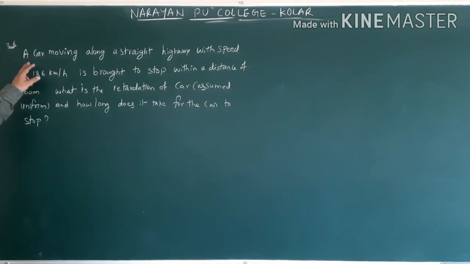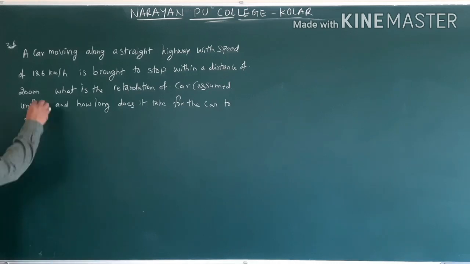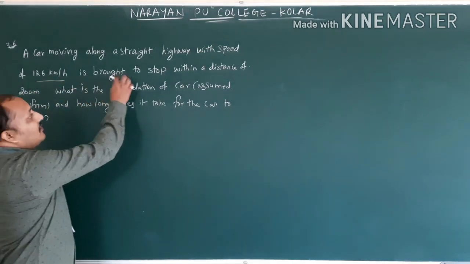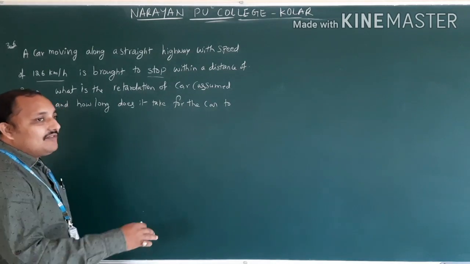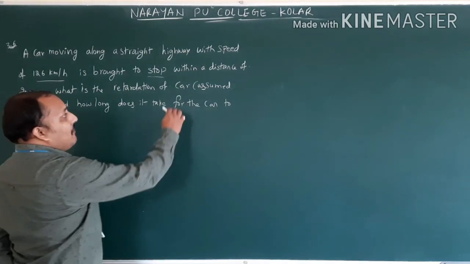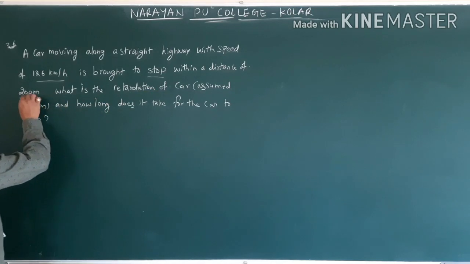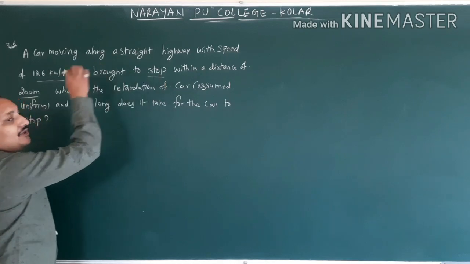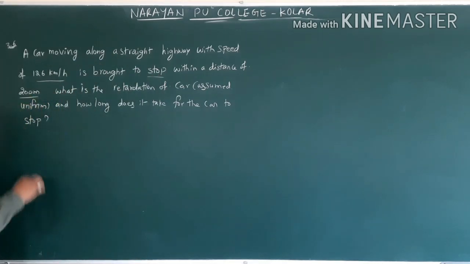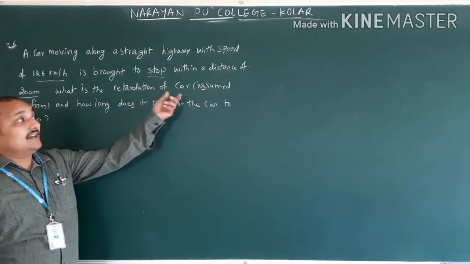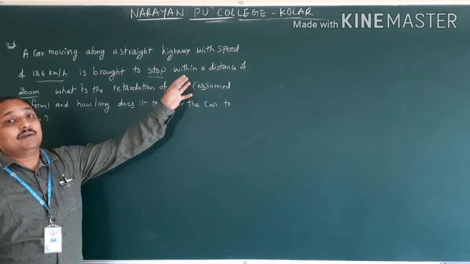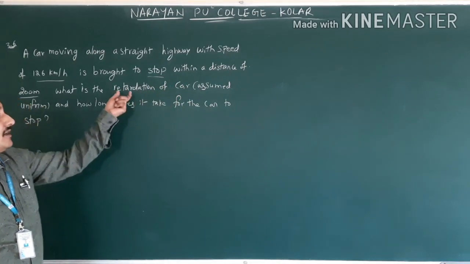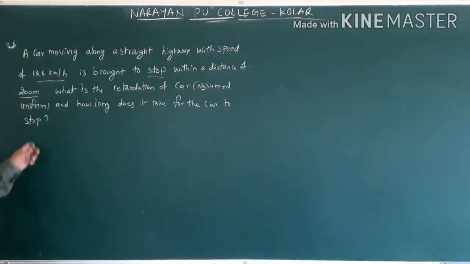Now see this problem. A car moving along a straight highway with a speed of 126 km per hour is brought to stop, which means final velocity is going to become 0, within a distance of 200 meters. So it is starting with this velocity, final velocity is going to be 0, and it is covering 200 meters. What is the retardation of the car? Retardation means velocity is going to decrease. Therefore, they are asking what is the retardation of the car.